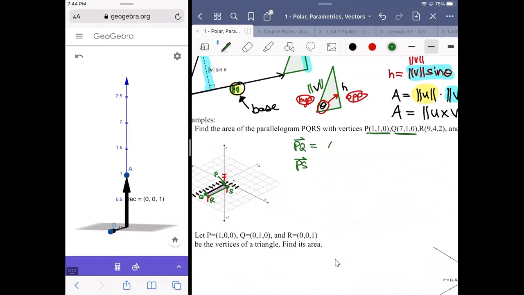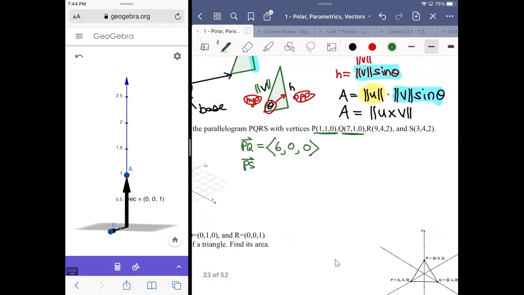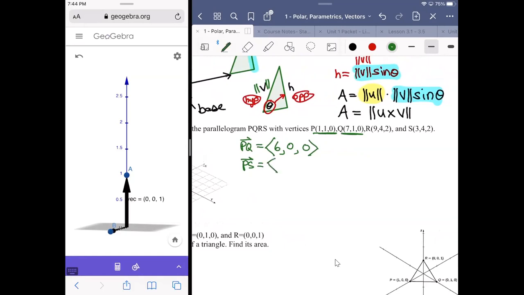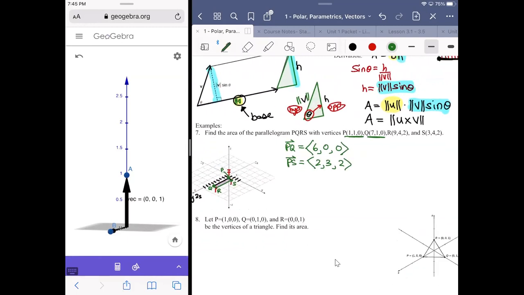7 minus 1, 6, 1 minus 1, 0, 0 minus 0, 0. And then P to S, 3 minus 1, 2, 4 minus 1, 3, 2 minus 0, 2. All right? So like I said, I've got to find the cross between these two things. Or well, at least the magnitude of the cross between them. This is my ultimate objective.